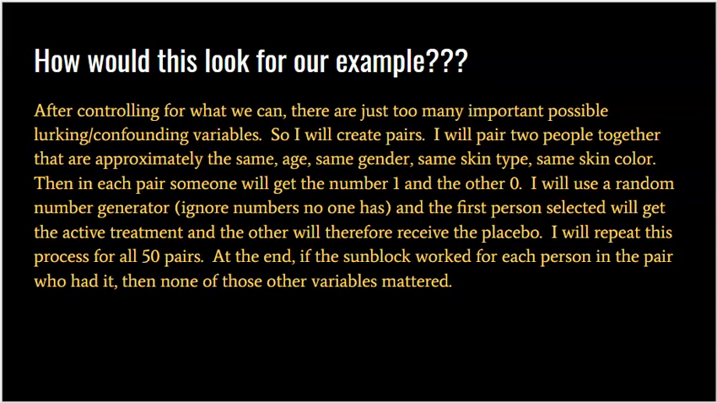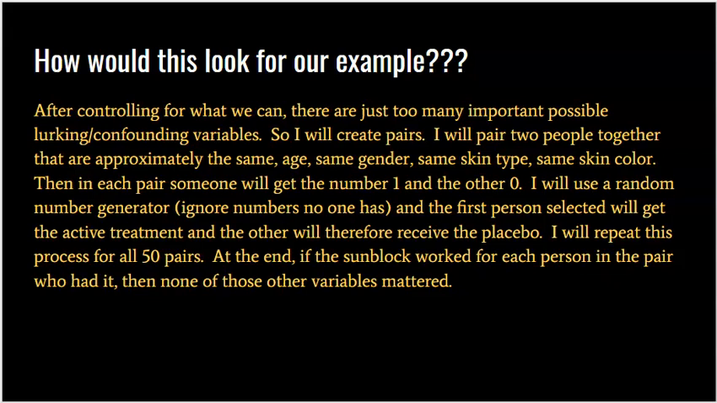All right, once again, after all those variables that we can't control for, controlled for, but if you think about it, oh man, skin type, age, skin color, there's lots of variables, and I think they're all important. So now I'm going to create pairs. I will pair 2 people together that are the same age, same gender, same skin type, and same skin color. So now I'm making several pairs. If I got 50 people, it's going to be 25 pairs.